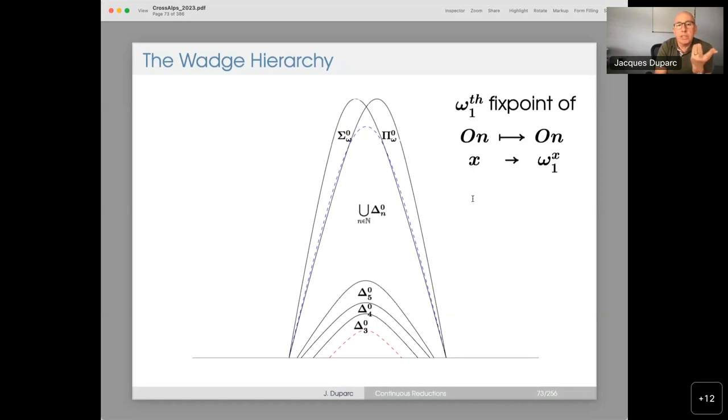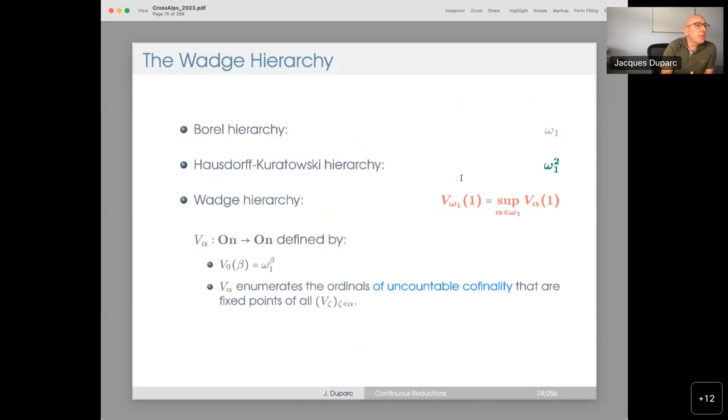So there are plenty of sets in between. So delta 0 omega and the union of the delta 0 n, they're very different. And the third, okay, one slide to explain how it goes. So the Borel hierarchy, you have omega 1 many levels. The Hausdorff-Kuratowski hierarchy on the Borel sets, omega 1 squared many levels.